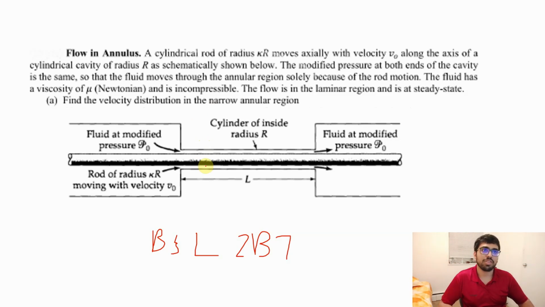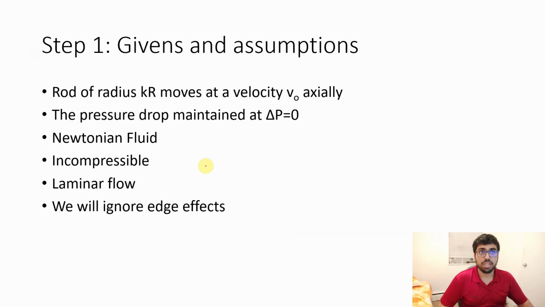But yeah, the first step will be to look at the givens and assumptions. So we will see what all is given and what assumptions we can make. We have the rod of radius kappa R, which moves at a velocity of v naught axially through the annulus, that's given. Again, the pressure drop is maintained as delta P equals 0. We have a Newtonian fluid, the fluid is incompressible, all this is given in the question, and we have laminar flow. Laminar flow will make our life simpler, because if it's not laminar flow, we cannot apply the Navier-Stokes equation, which will make our life very difficult.